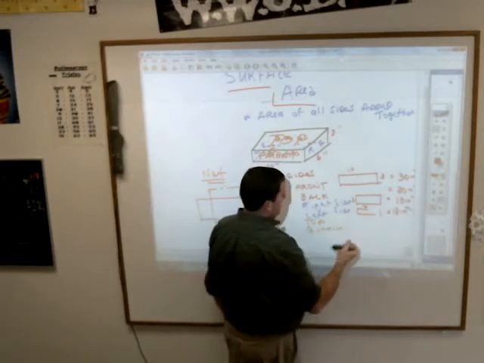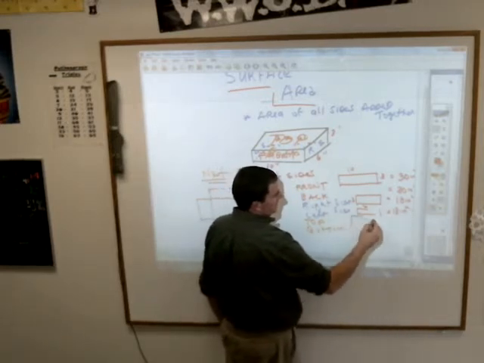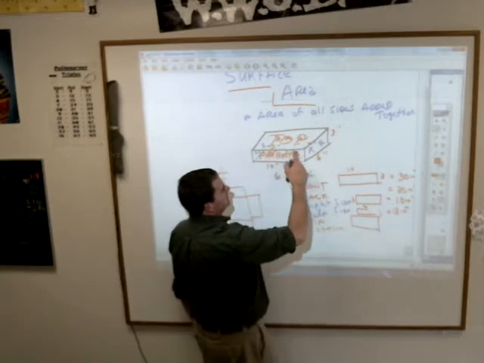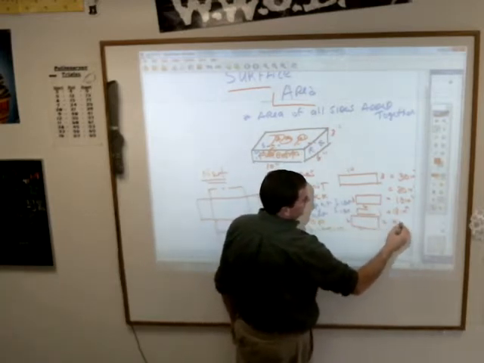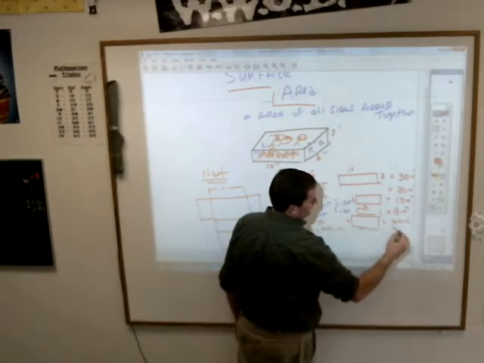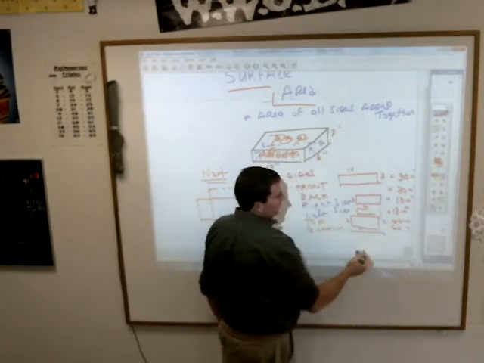And then on the top and the bottom, those are the biggest rectangles. So that is 10 by 6, and that is 60 inches squared, both the top and the bottom.